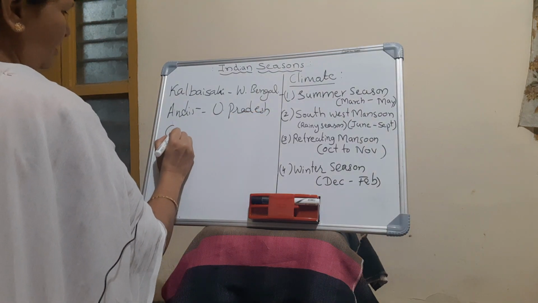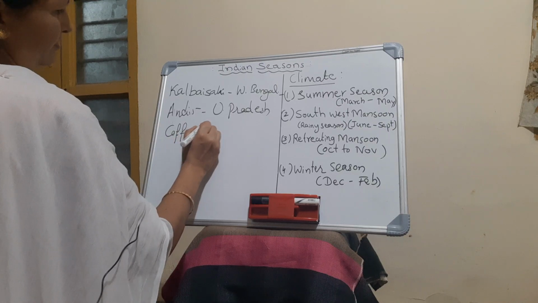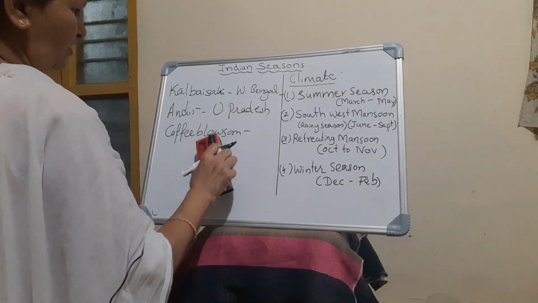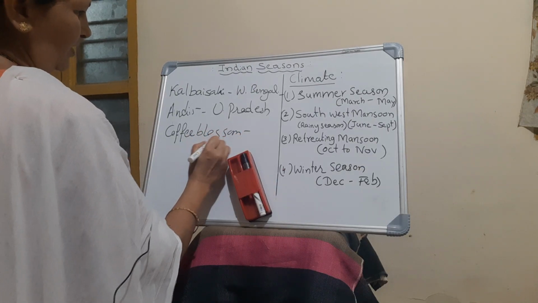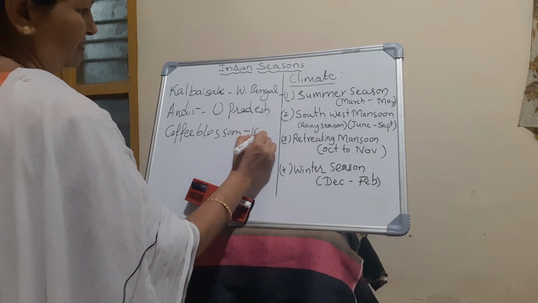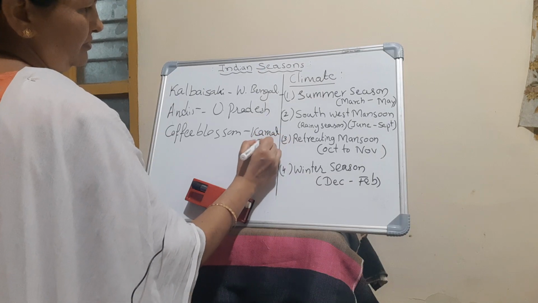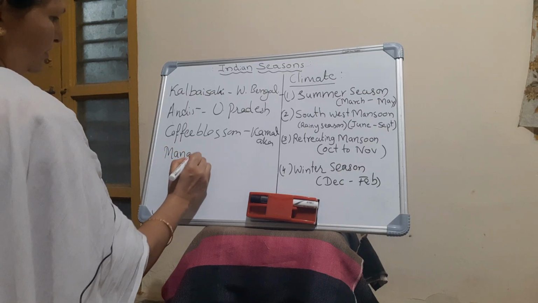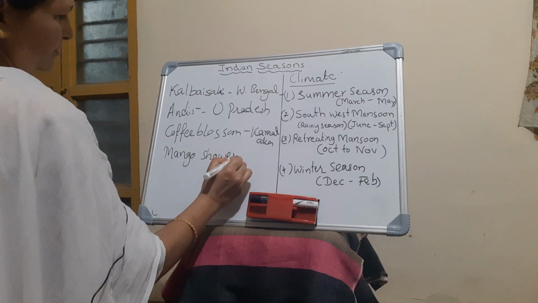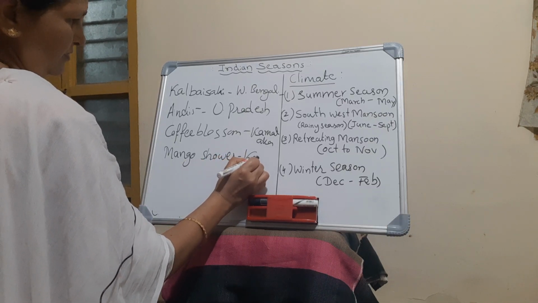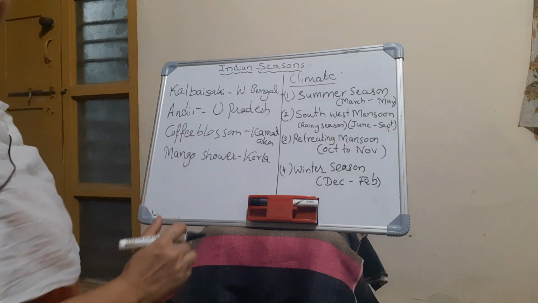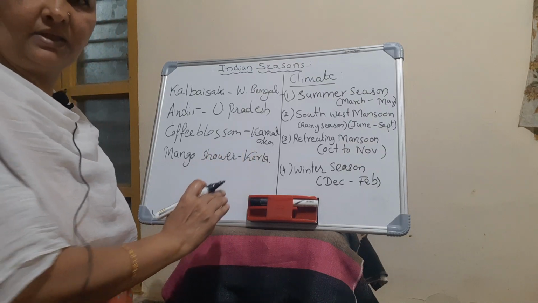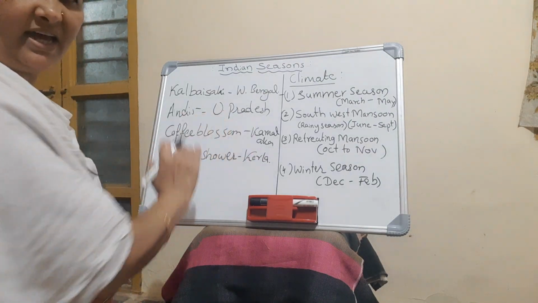Then coffee blossom in Karnataka. Then mango shower in Kerala. Whenever you are asked to match the following, this will be helpful to you.